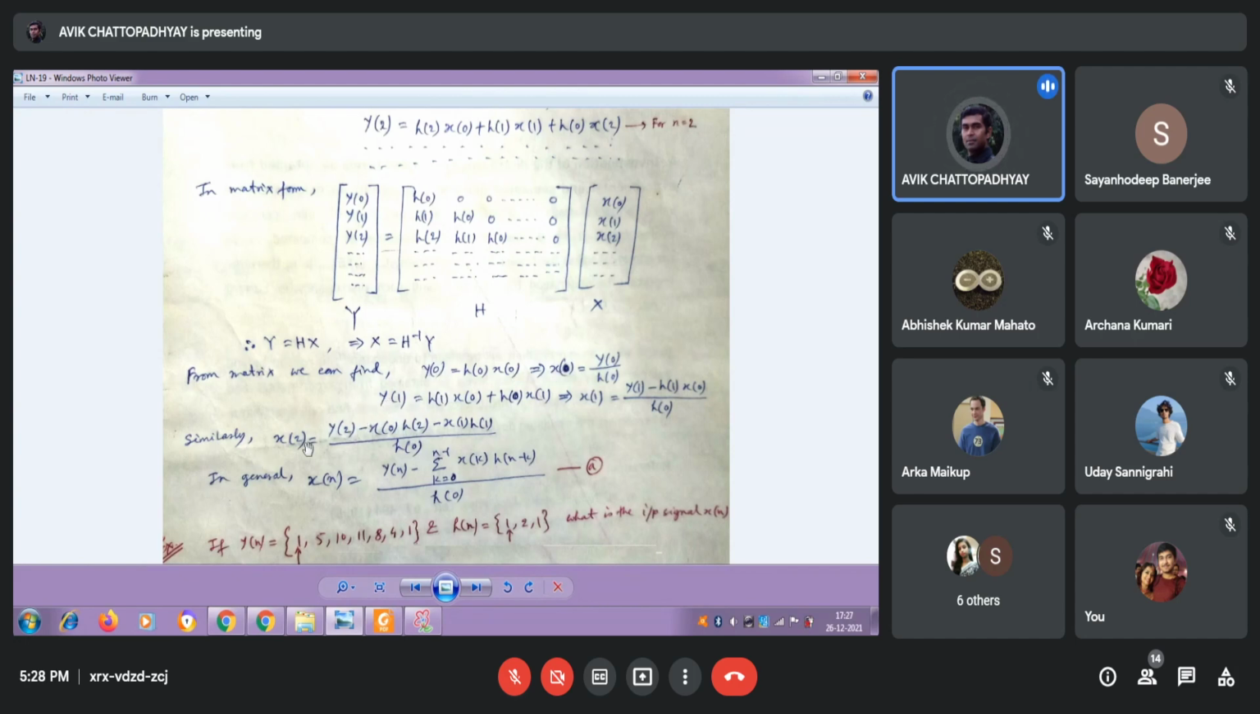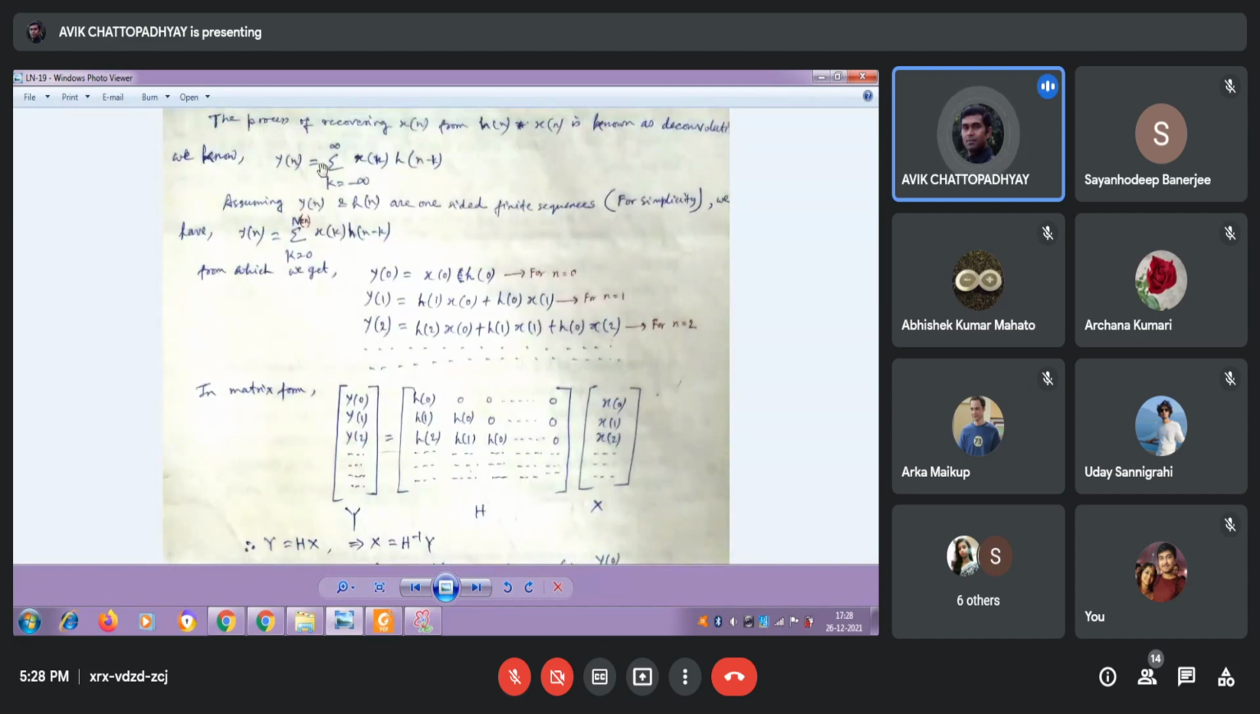So y0, y1, y2, like that. You just plug in the values of x, h, and y, and you will find out x. Very simple. But that is a very powerful operation, because that comes from the convolution, after all based on the convolution. But the name of this operation is called the deconvolution.